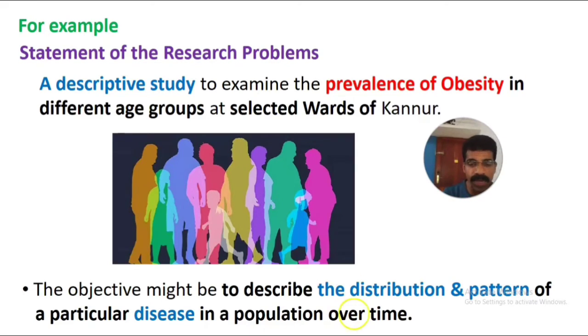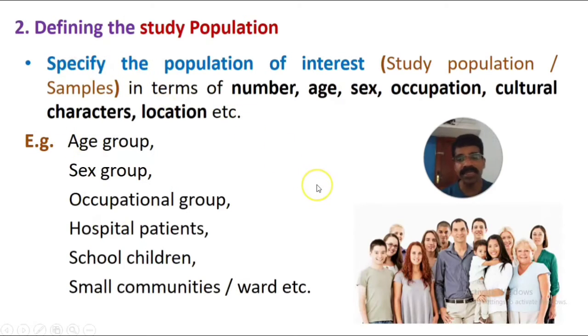The objectives might be to describe the distribution of a particular disease, or the pattern of that disease in a population over a period of time, in specific wards or communities. The second step is defining the study population. We are going to find out about diseases in the community among a specific group of people.